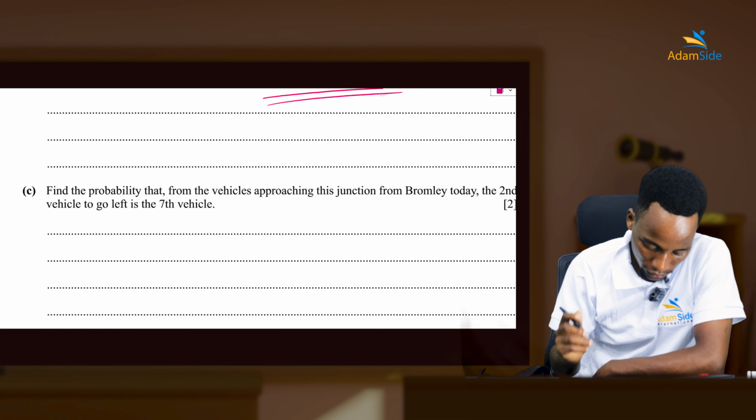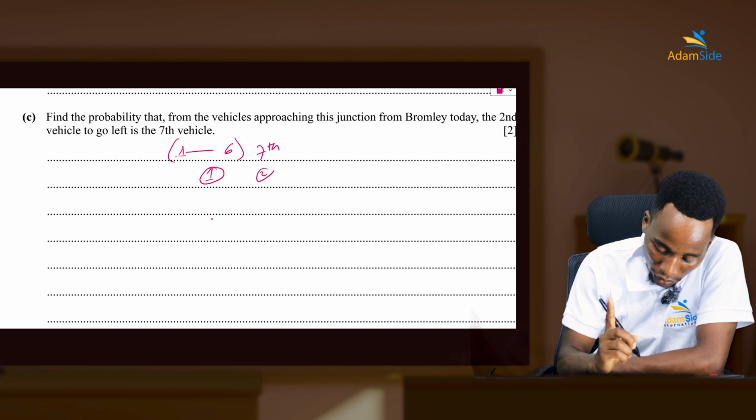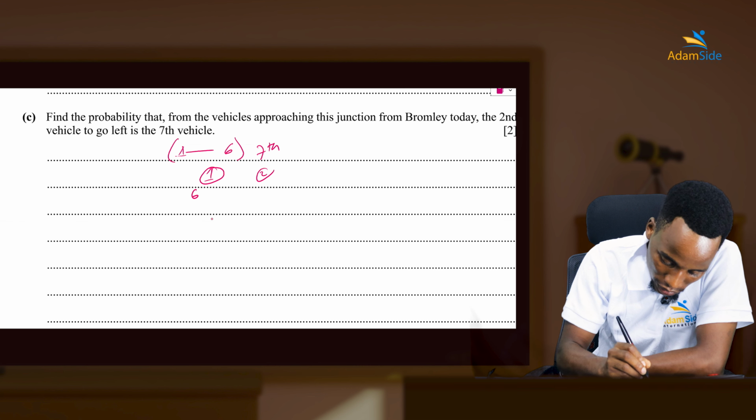So let's go to part C. Part C says find the probability that from the vehicles approaching this junction from Bromley today, the second vehicle to go left is the seventh vehicle. So meaning in the first 6, exactly one went left, but also the seventh went left, so that is the second. So in the first 6 we have exactly one success, so that is binomial.